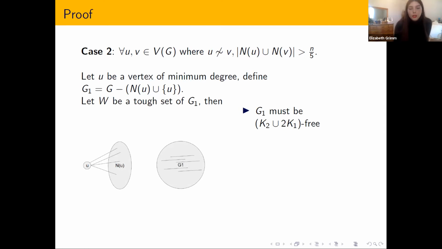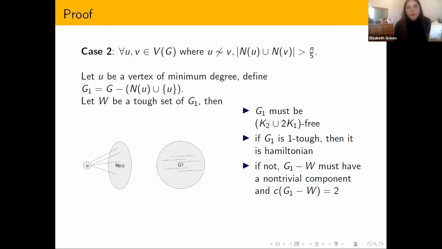Next, we can assume that G is not 1-tough. If it was 1-tough, then by Lee's theorem, we'd be able to conclude that G1 is Hamiltonian, and then that Hamiltonian cycle would give us the cycle that we want of the certain length. So we assume it's not Hamiltonian.